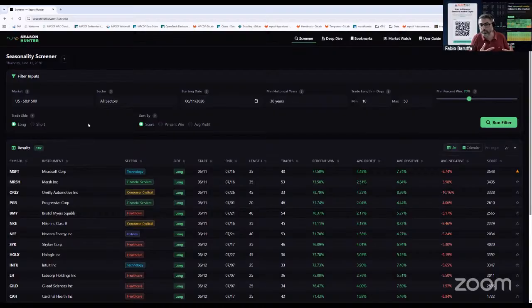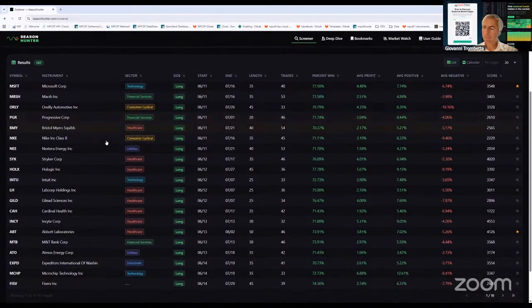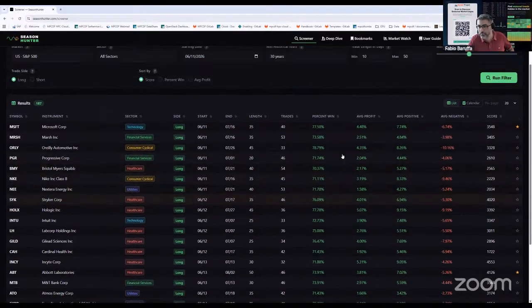The score is the combination of percent win, the average profit, and how those have changed during the years. Okay, sort of the diffusion of the statistical edge. So in this case, we see a list here. The list is very comprehensive. There is the most relevant information here.